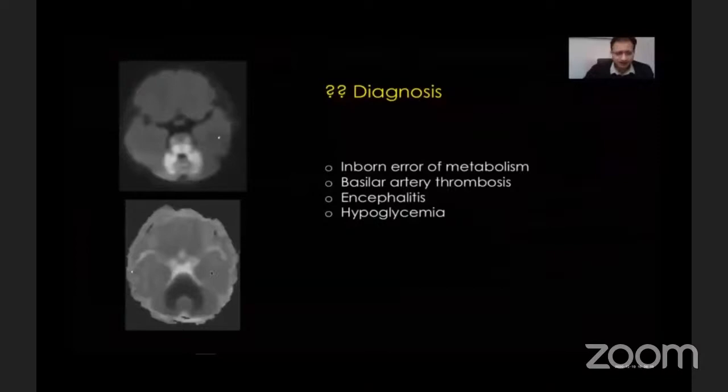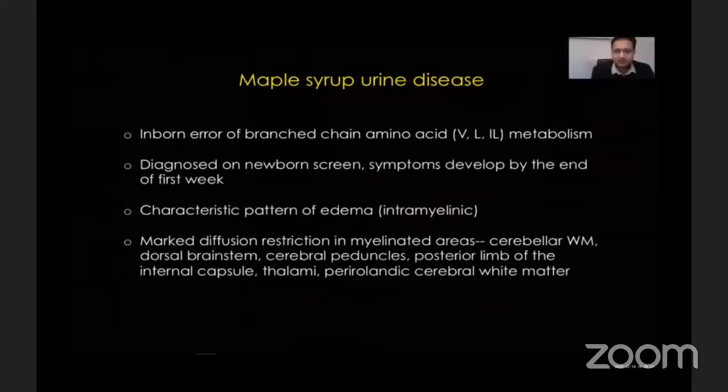So this pattern of involvement of the cerebellum, brainstem, and the corticospinal tract is very characteristic of maple syrup urine disease. Maple syrup urine disease is an inborn error of branched-chain amino acid metabolism. It's typically diagnosed with newborn screen. However, if the diagnosis is not made in time, or if it's not intervened upon, symptoms develop by the end of the first week, like we see in this case.